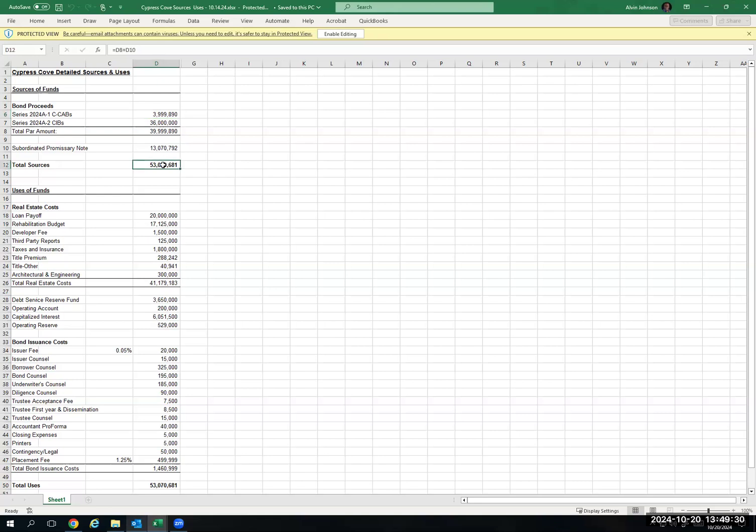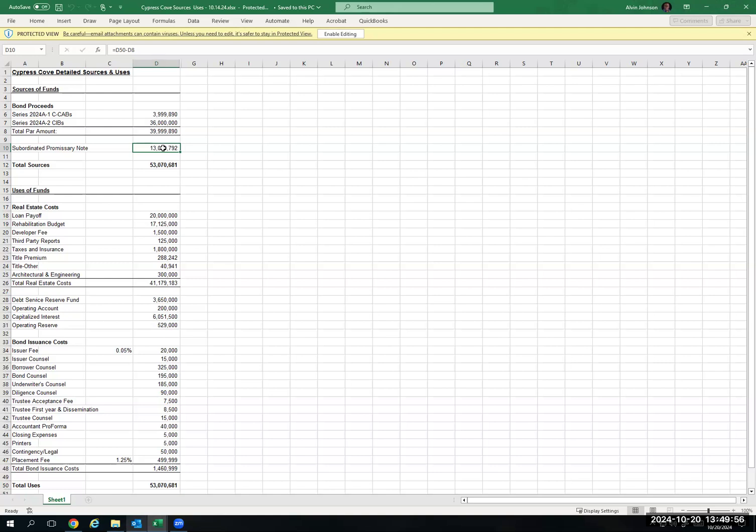But we've got a total sources of 53 million. 13 million will be subordinated, meaning we're not going to pay that out today. Okay, here's my loan payout. But of this amount, we're subordinating this amount to leave some additional equity into the deal. So even with tax exempt bonds, there needs to be an equity component.